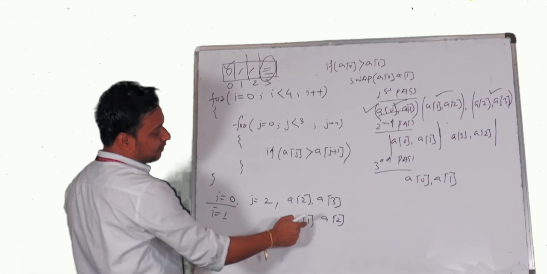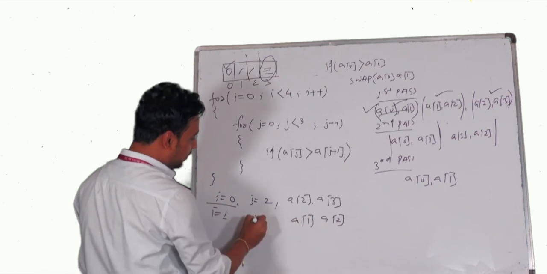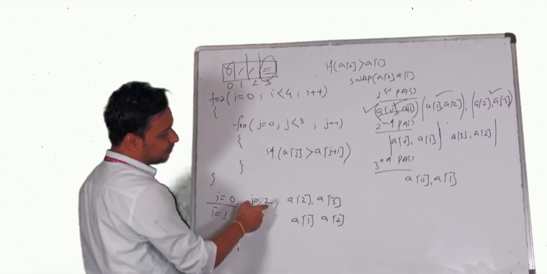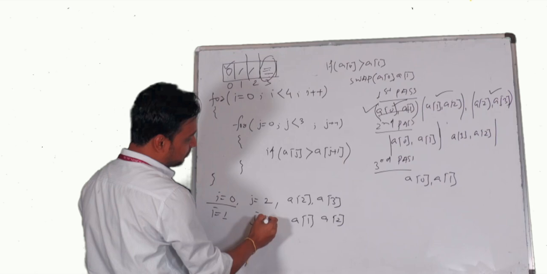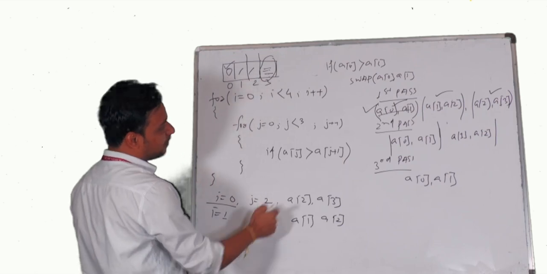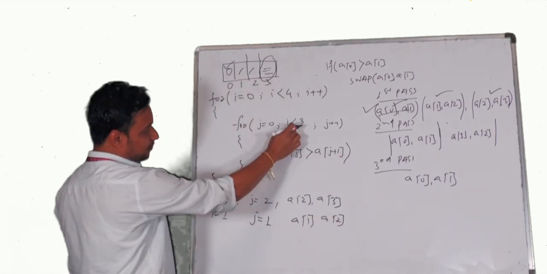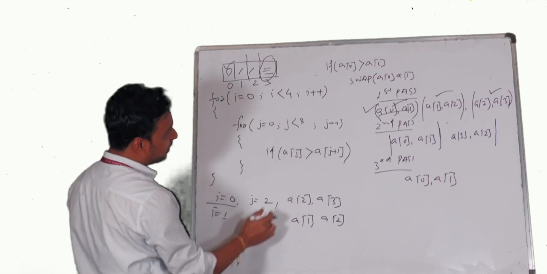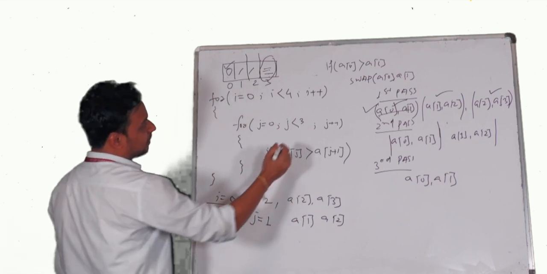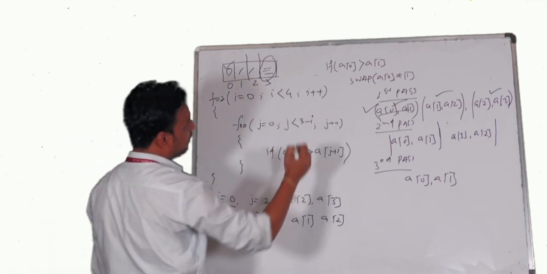Now if I want to compare a of 1 with a of 2, what will be the last value of j? I cannot put 2 here, right? If I write 2, it will become 3. So I should write 1 here. j equal to 1 means j plus 1 should be equal to 2. Now see, this loop should be decremented by 1, right? So when the value of i is 1, I can write minus i here.